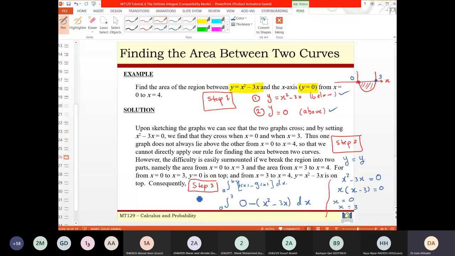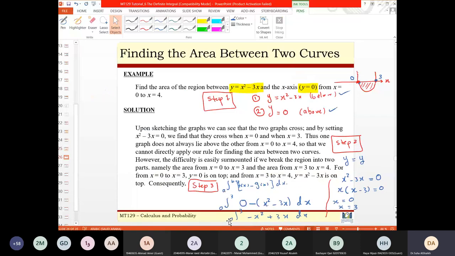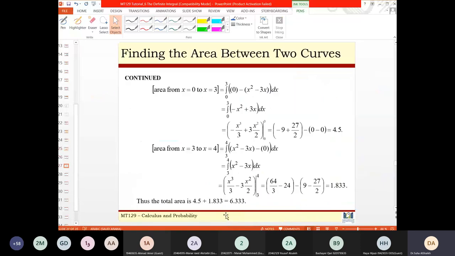You find the integration. The result of the integration will give you the area that you are looking for. So this is nothing but the integration from 0 to 3 of minus x squared plus 3x dx. And here we go. The solution is here.